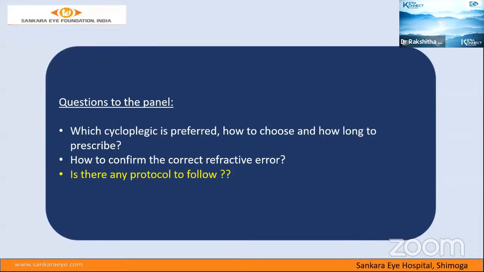So my questions to the panel are: which cycloplegic is preferred, and how to choose, and how long do we prescribe? And how do we actually confirm the correct refractive error? And is there any protocol that we can follow in such cases?